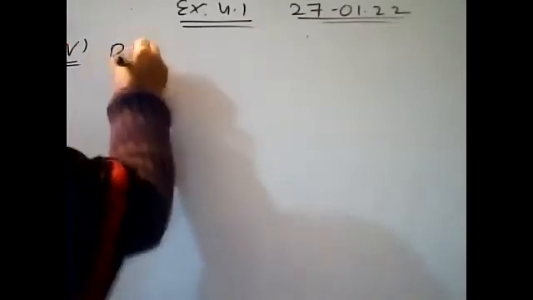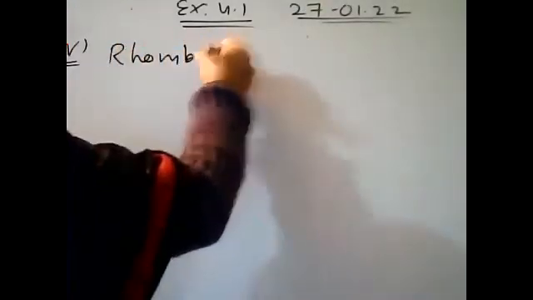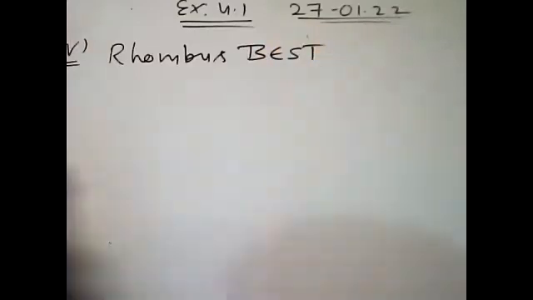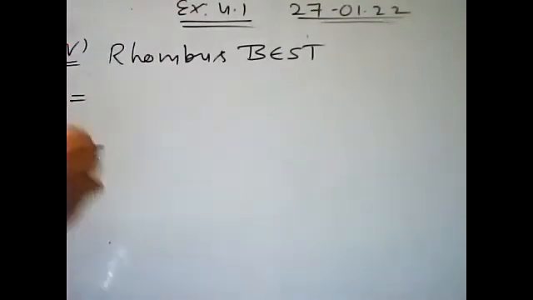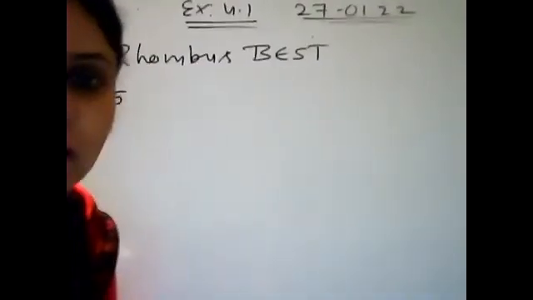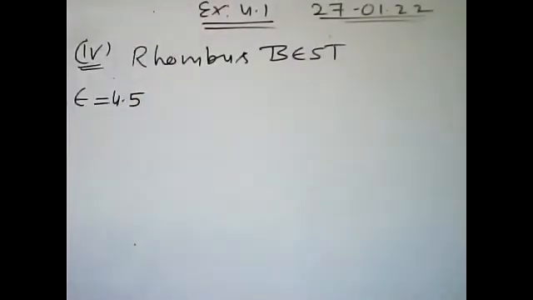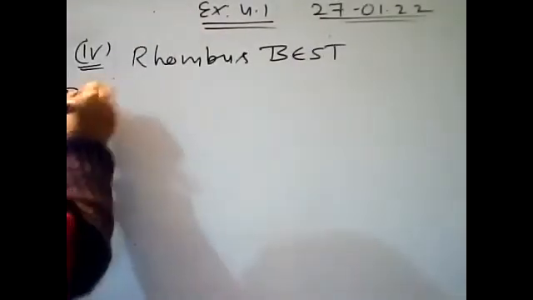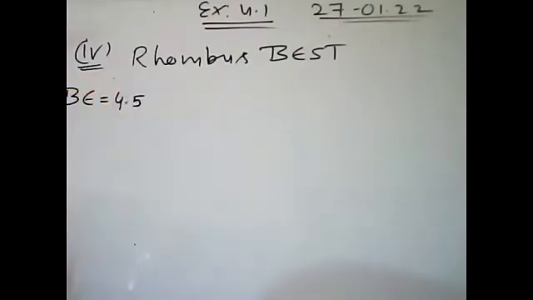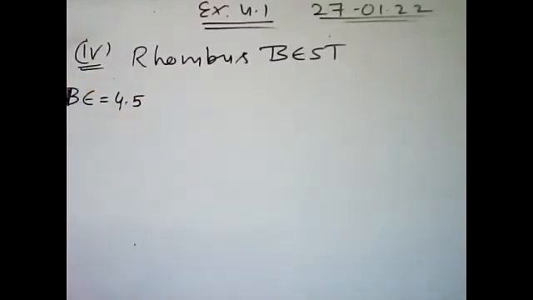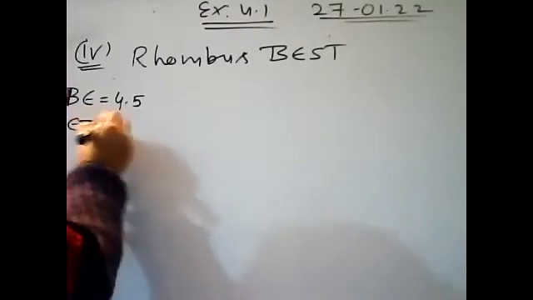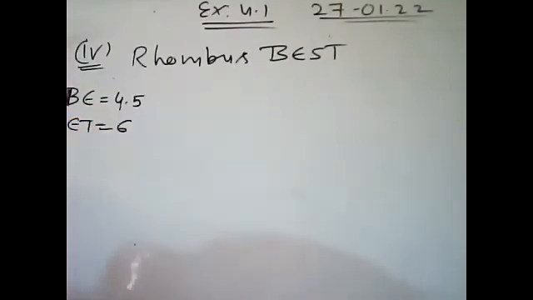Construct a rhombus BEST. This time we have to construct a rhombus, right? Where the sides are given like BE is equal to 4.5 centimeter and ET is given to be 6 cm.